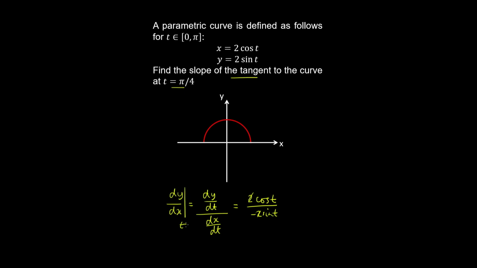And at t equals pi on 4, this evaluates to 1 on root 2 on minus 1 on root 2, which is minus 1. So where the angle is pi on 4, or 45 degrees, the slope of the tangent to this curve looks something like this. And that makes sense.